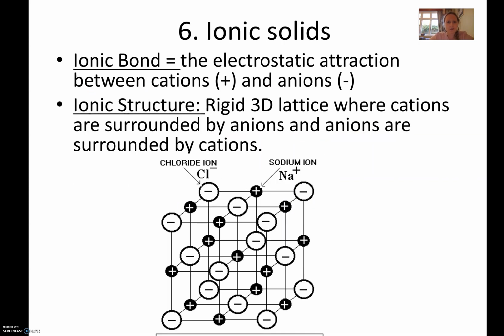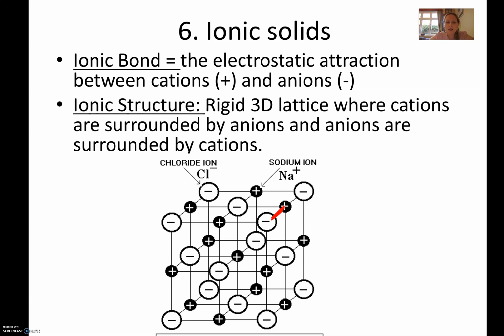So first of all, what is the ionic bond? The ionic bond is the electrostatic attraction between oppositely charged ions, so between the cation and the anion. So that's the ionic bond. It's a very strong bond.